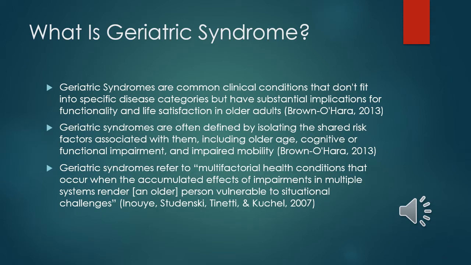Geriatric syndromes are often defined by isolating the shared risk factors associated with them, including older age, cognitive or functional impairment, and impaired mobility. Geriatric syndromes refer to multifactorial health conditions that occur when the accumulated effects of impairments in multiple systems render an older person vulnerable to situational challenges.